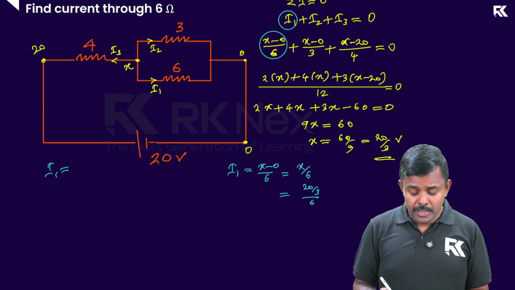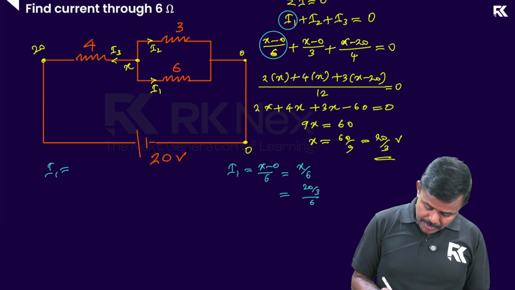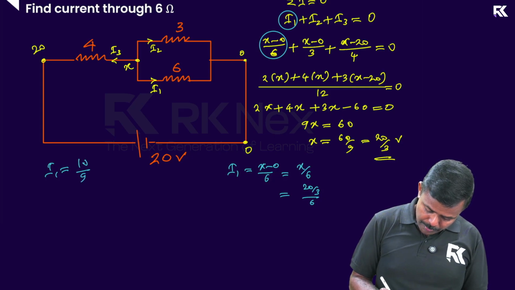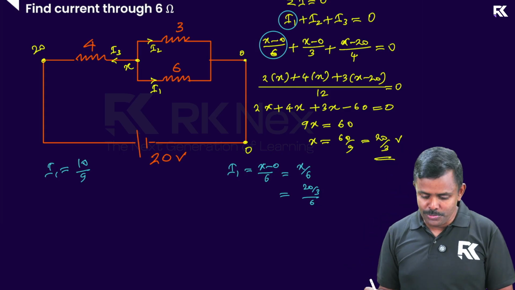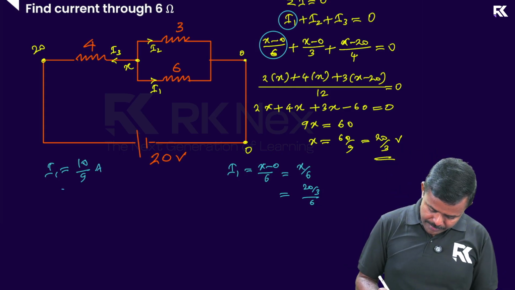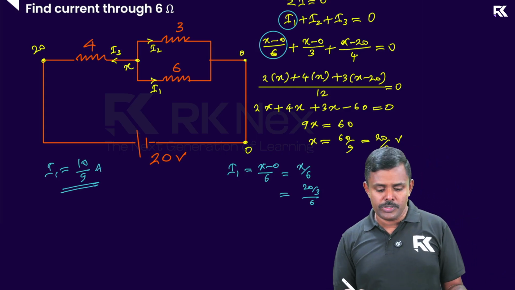So I1 should be equal to 20 by 18. If I cut it with 2, that will be 10 divided by 9. So 10 by 9 amps. So that will be the answer to this question.